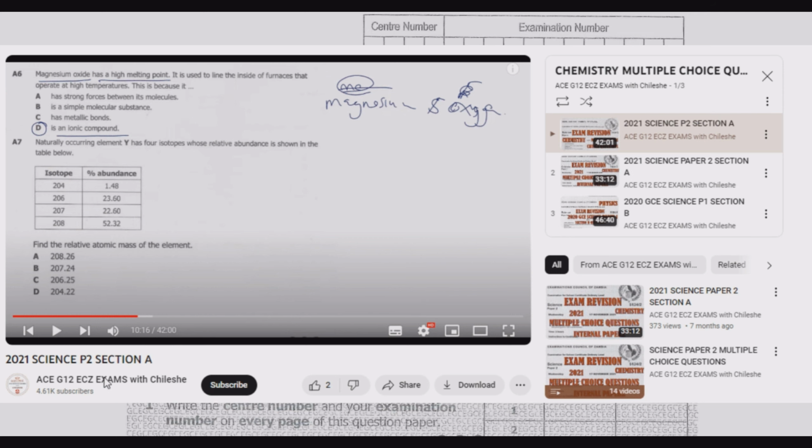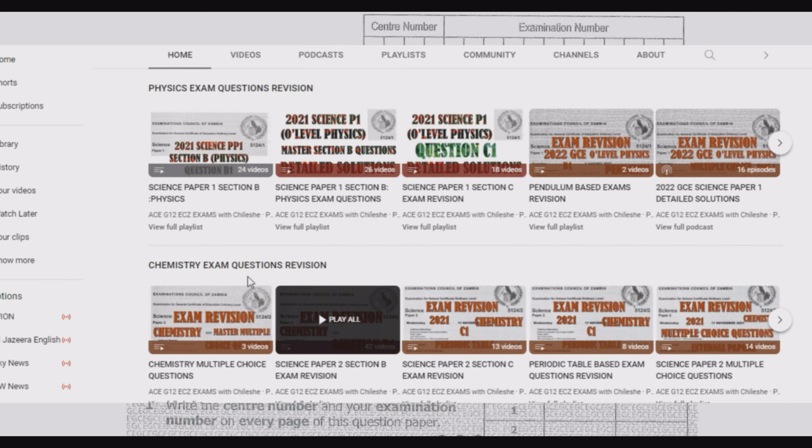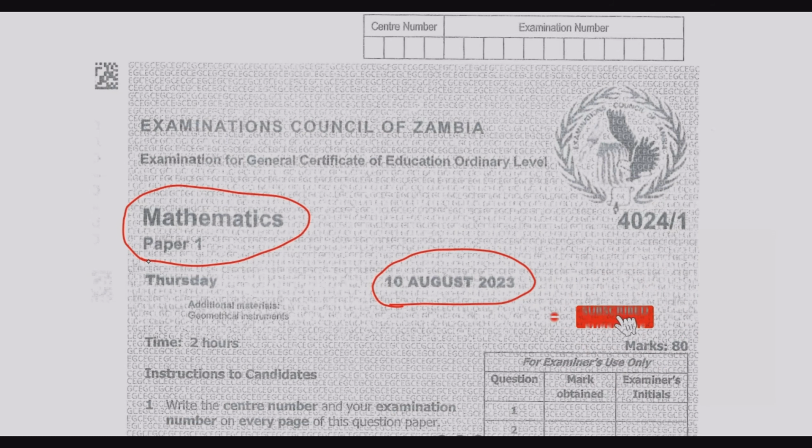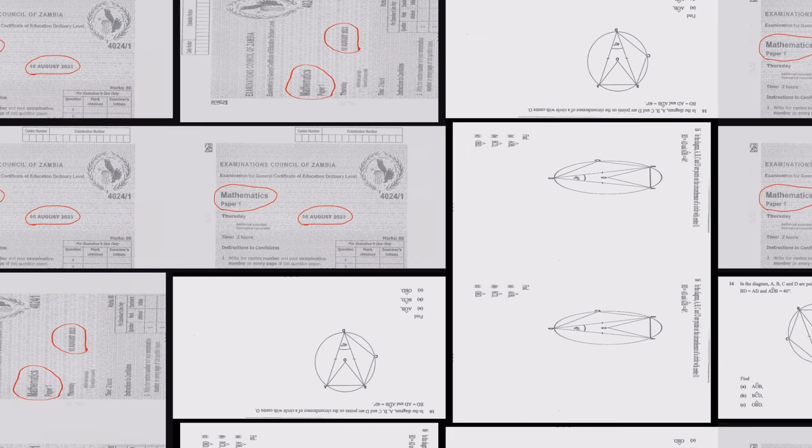So questions are grouped according to the paper and the topics. This is important for you, especially if you're struggling with a specific topic. You go to a specific topic, you find a series of questions from different papers as far back as 2017.